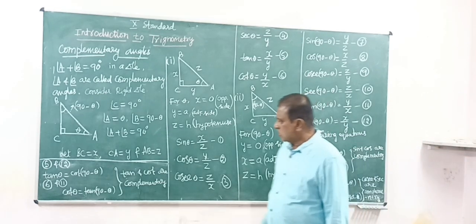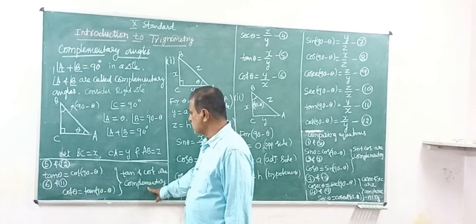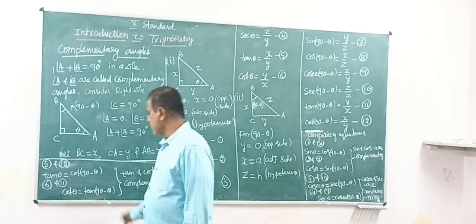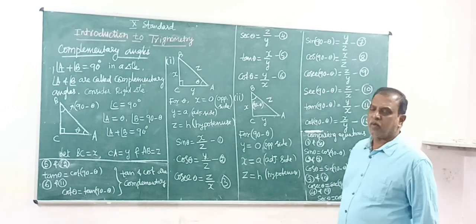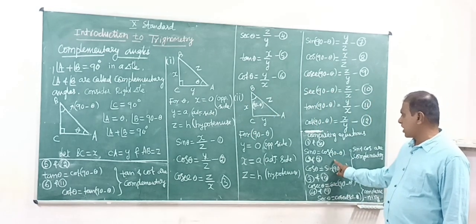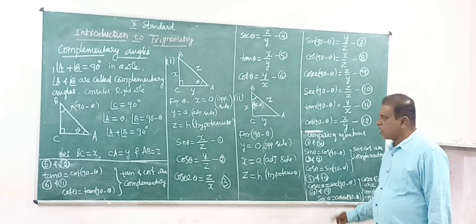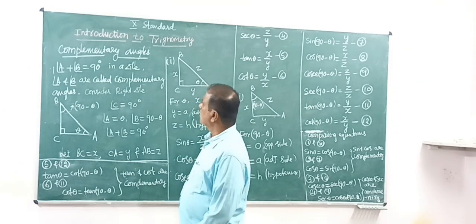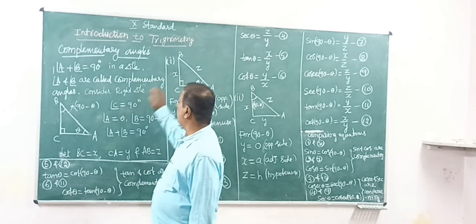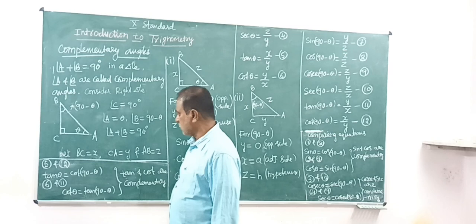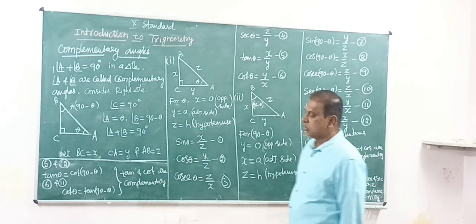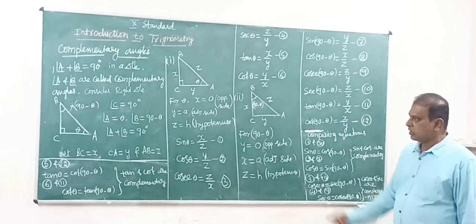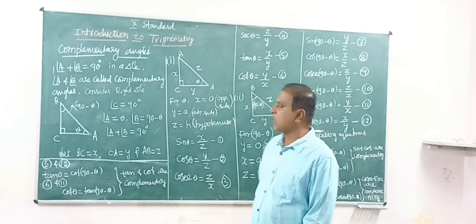And one more set: tan theta and cot theta are complementary, because either tan theta is equal to cot of 90 minus theta or cot theta equals tan of 90 minus theta. So we have three sets of complementary ratios. Sine and cos are complementary, cosecant and secant are complementary, tan and cot are complementary. This is how the complementary angles in a right angle triangle are related in terms of trigonometric ratios.